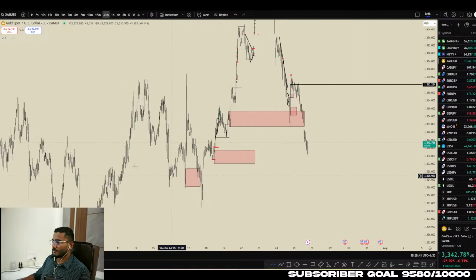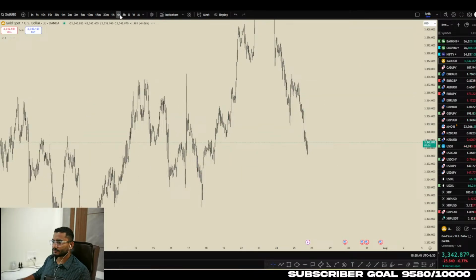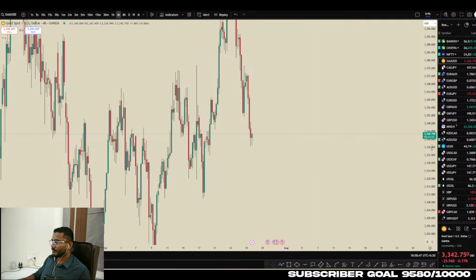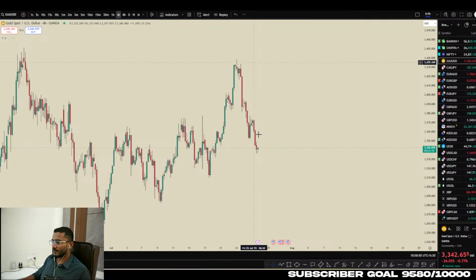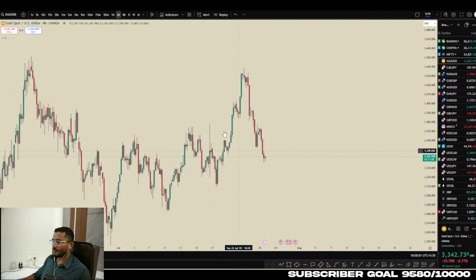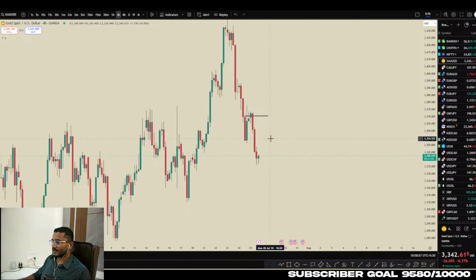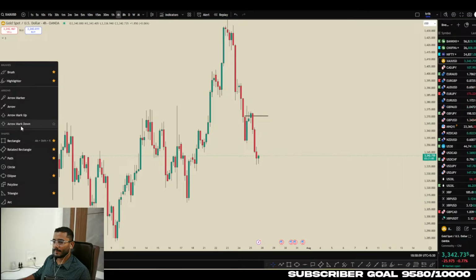So I'll remove this. So let's do a fresh analysis. Right now on gold, as you can see, this candle swept out these previous lows. So we can look for a sell side setup on gold for today.